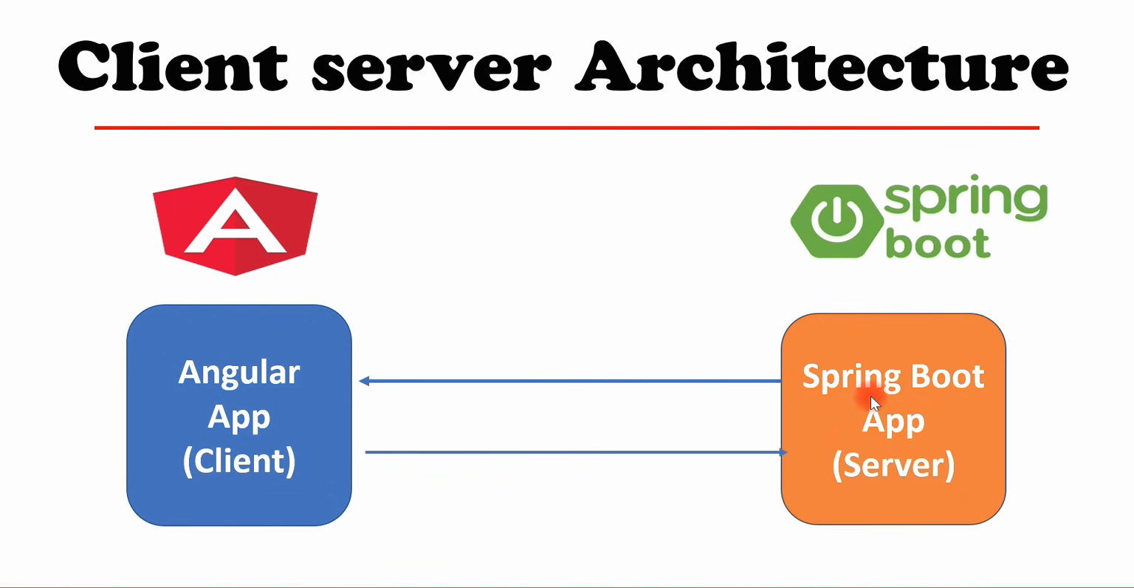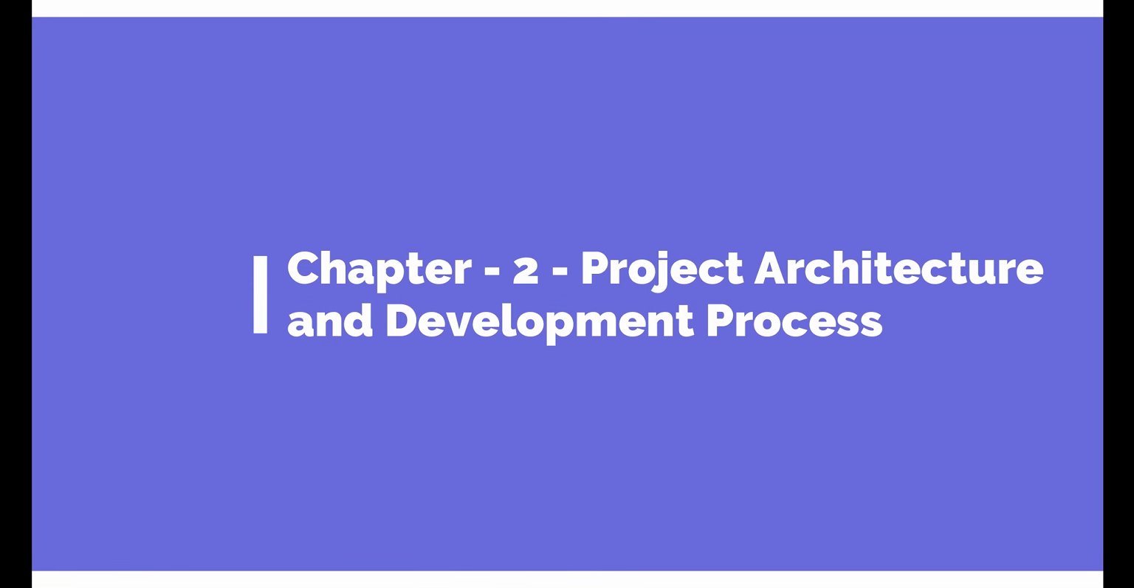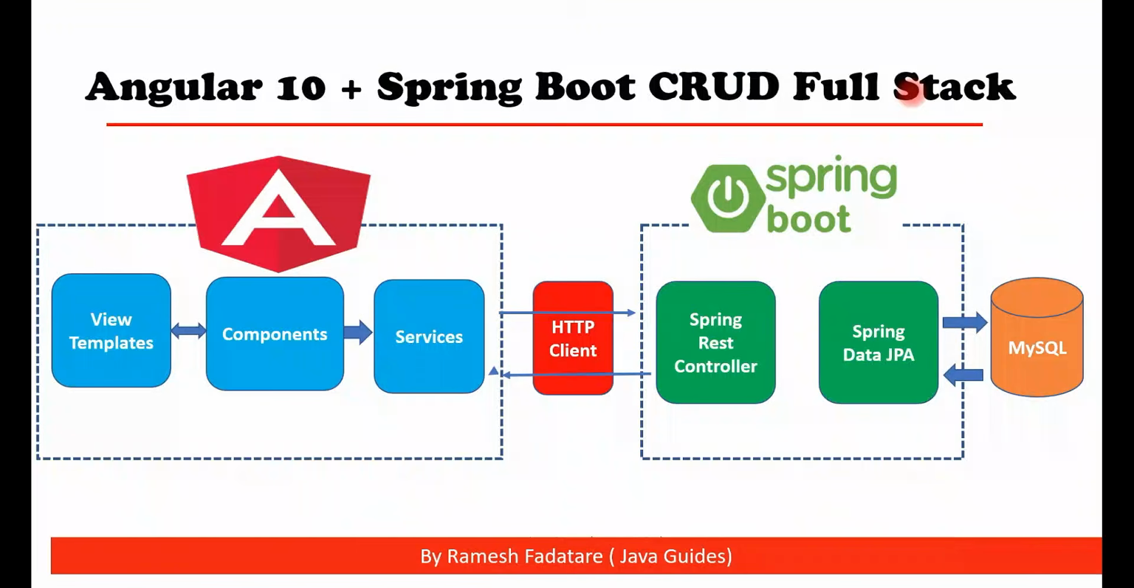At the server side, we have Spring Boot application, which creates and exposes REST API, and at the client side we have Angular application, which we use to develop single page application, and it consumes REST APIs, which is exposed by Spring Boot application. Alright, so this is how the client server architecture looks like. Let's take a look at our Angular Spring Boot CRUD full stack application architecture.